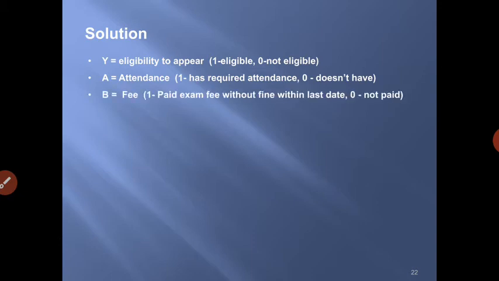Next, the second variable I am considering is b, which is nothing but fees paid. If b is equal to 1, then he paid the exam fees without fine within the last date. If it is equal to 0, then he did not pay the fee without fine. That means he may pay the fee with fine, which we need to consider in the third variable. So for the time being, b is the second variable which depicts the fee. If it is equal to 1, then he paid the exam fee without fine within the last date.